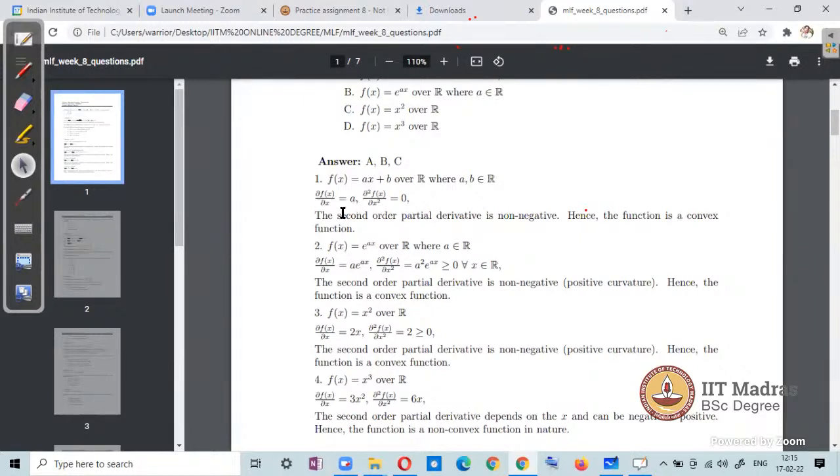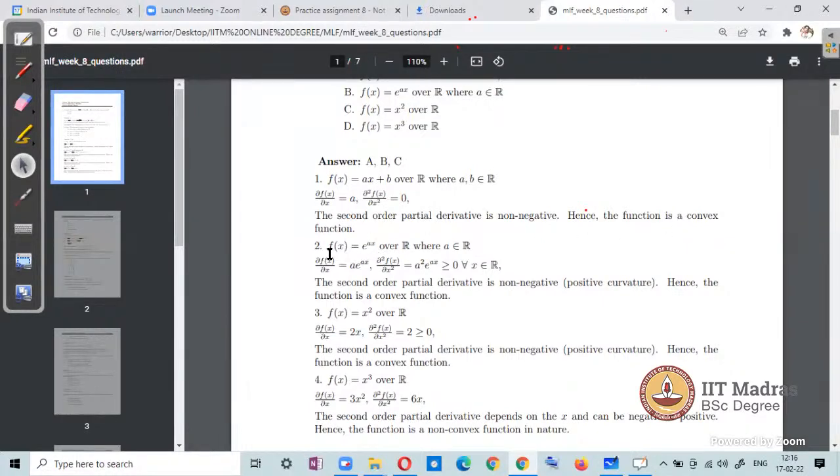if, with two variables x and y, it should be a positive semi-definite matrix, or otherwise the second order derivative should be greater than 0. Okay, greater than or equal to 0 actually. It should be non-negative, because in the case of semi-definite also it will be a convex function. So in the first question, when we differentiate with del square f upon del x square, we get the value 0. So yes, it is a convex function.